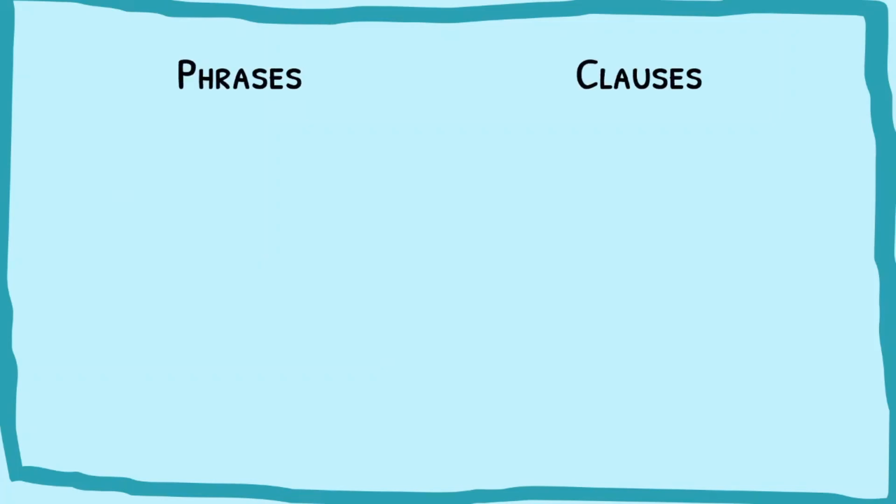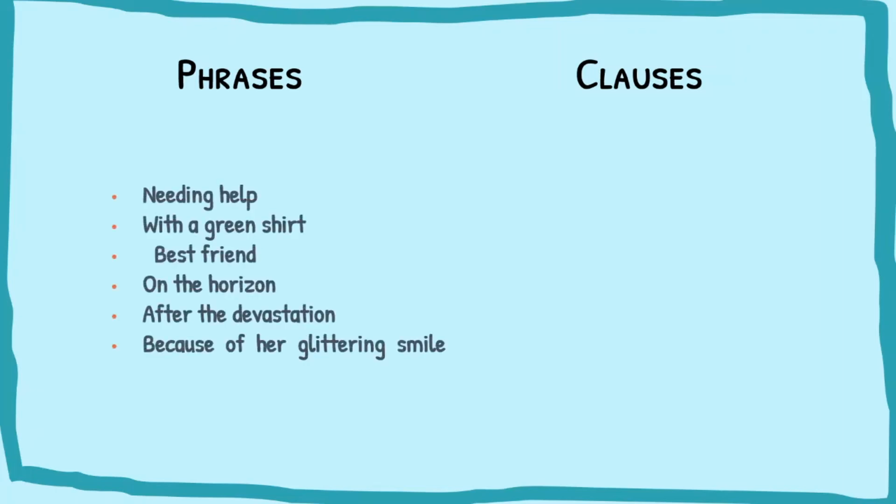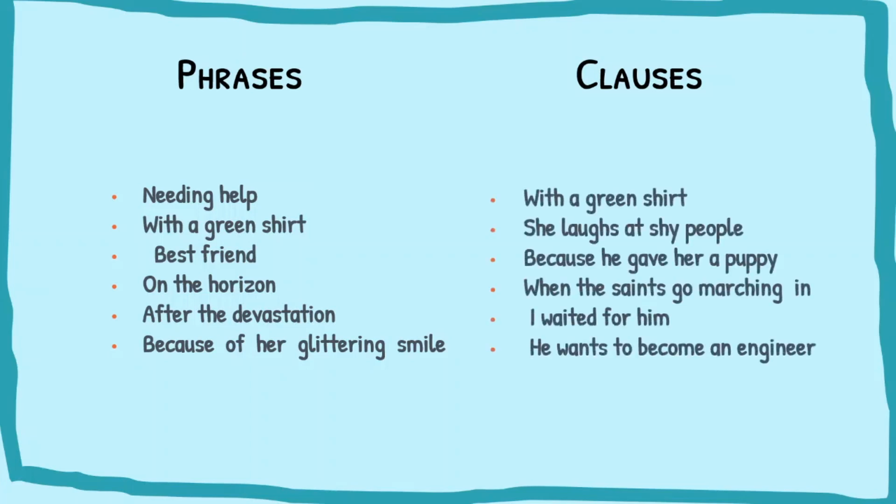Alright, so how do we see certain examples of phrases and clauses? If you see the phrases which are listed: needing help, with a green shirt, best friend, on the horizon, after the devastation, because of her glittering smile. Now these are phrases. You cannot expect them to have meanings. They are a part of a sentence. While you frame a sentence, you would actually need clauses. Let's check some examples of clauses.